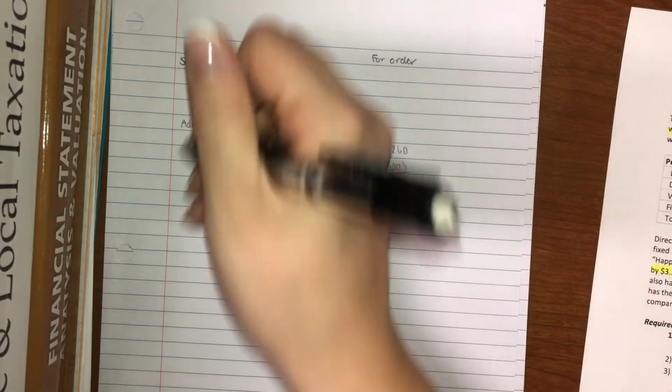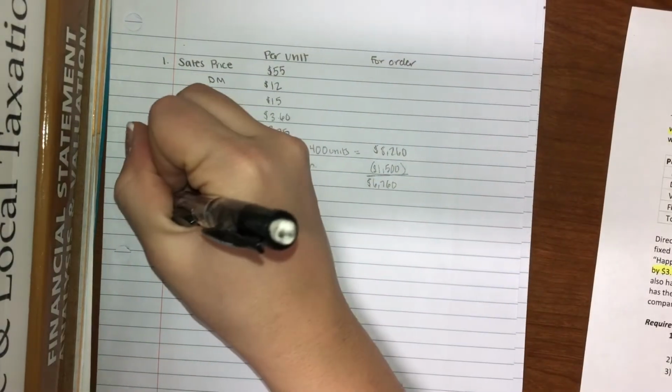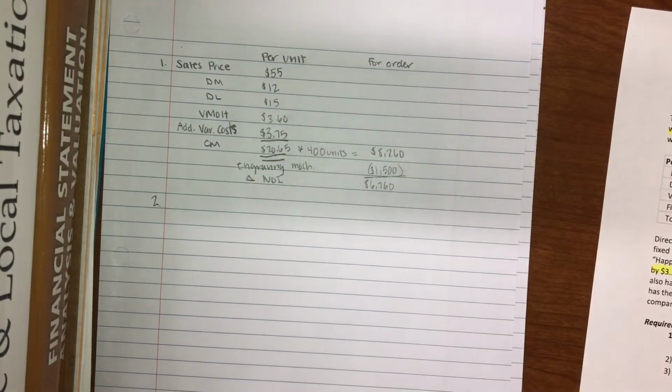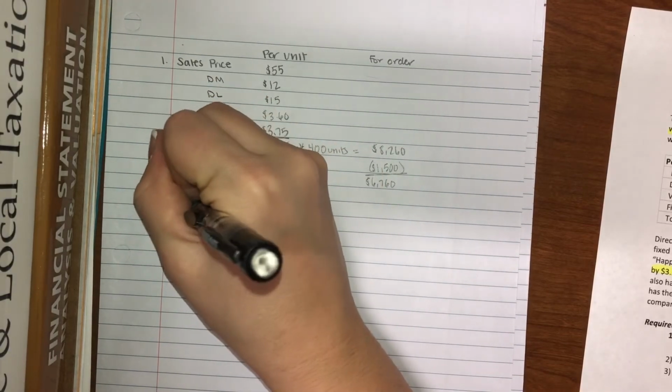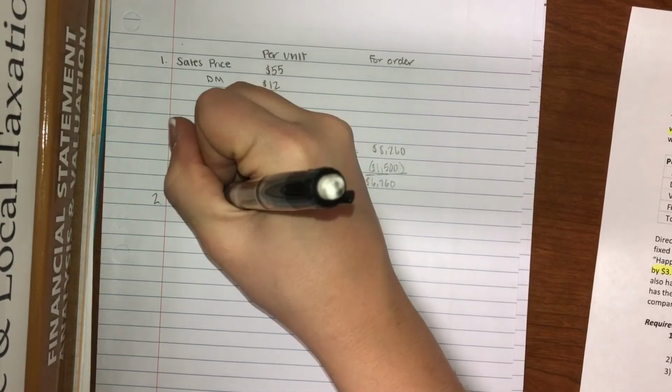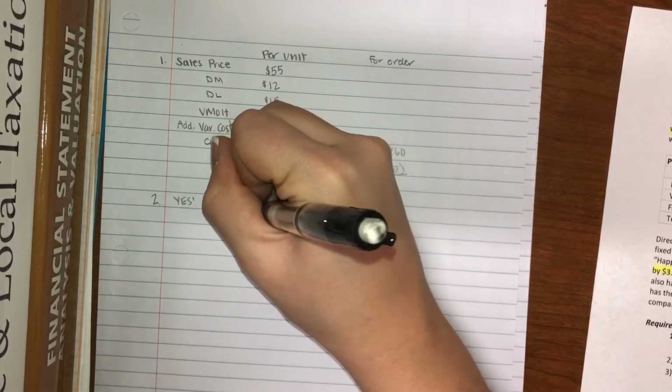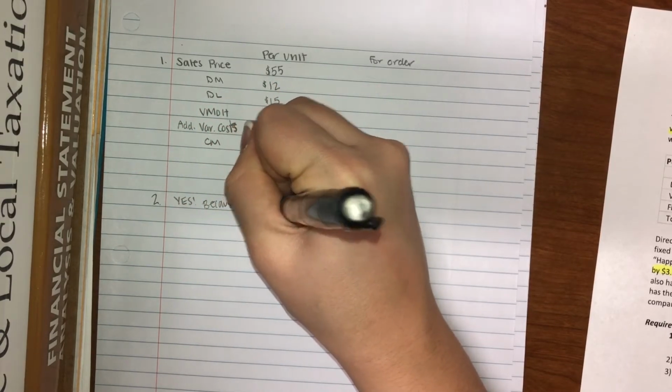So that was number 1, and our second question is, should we accept the order? And just like I said, that's a positive change in NOI. I'm going to go with yes. We should, because of the positive increase in NOI.